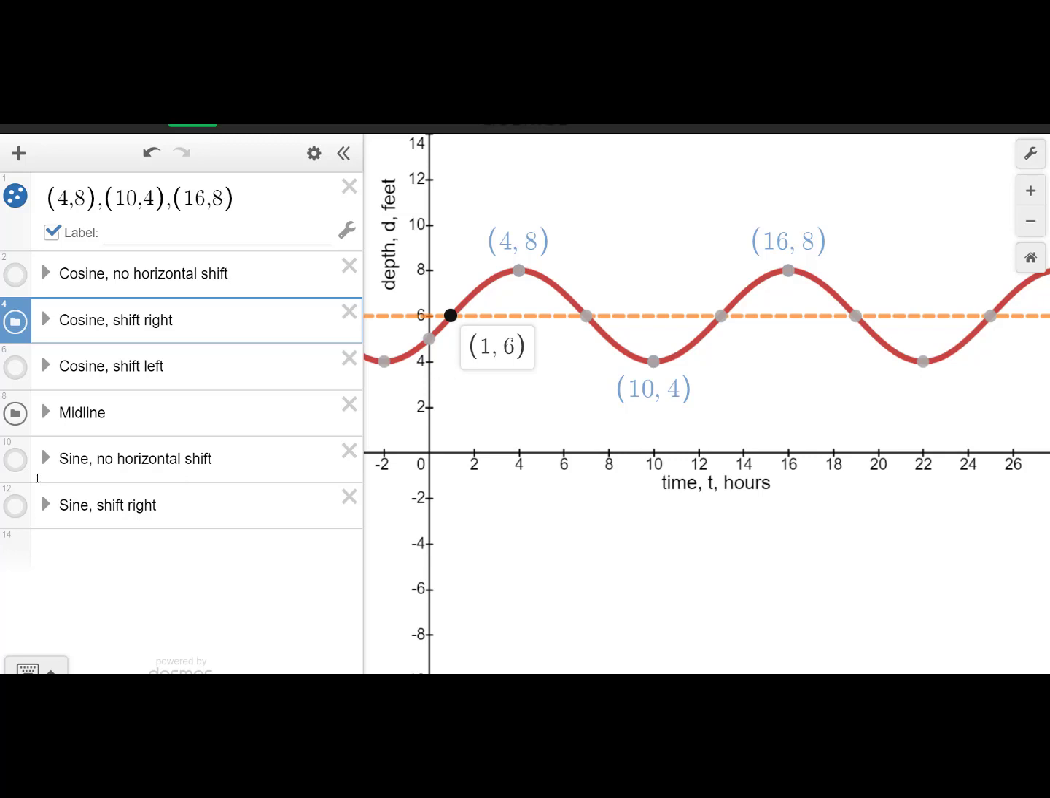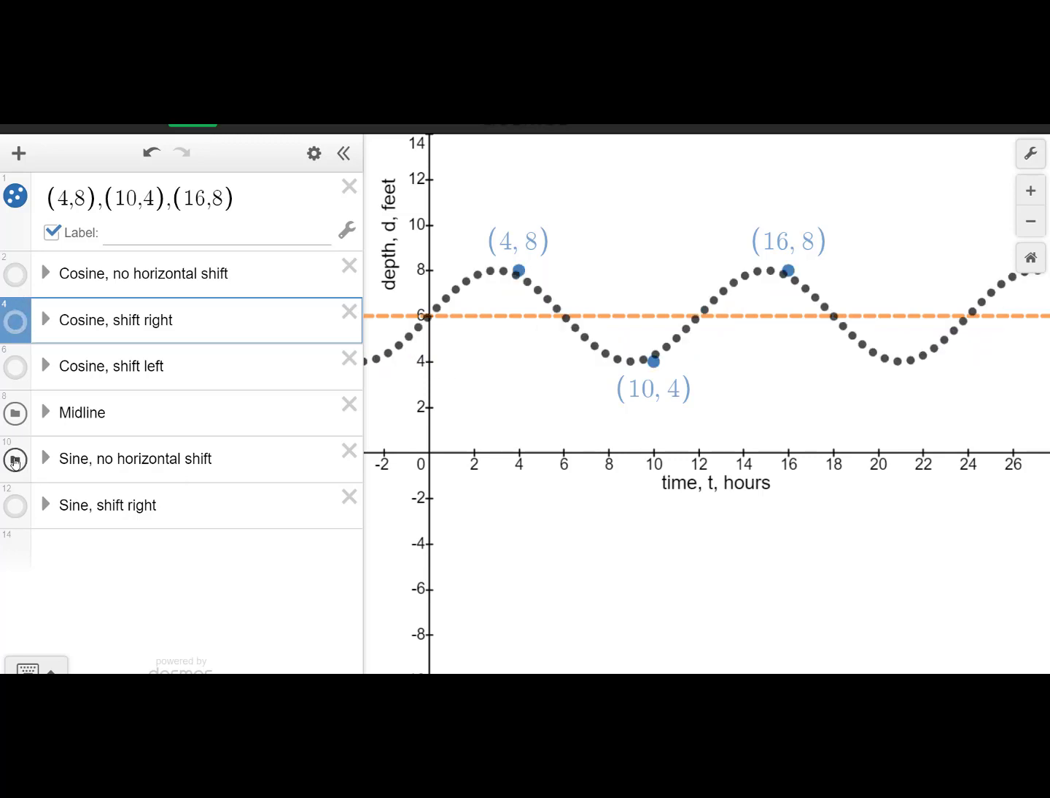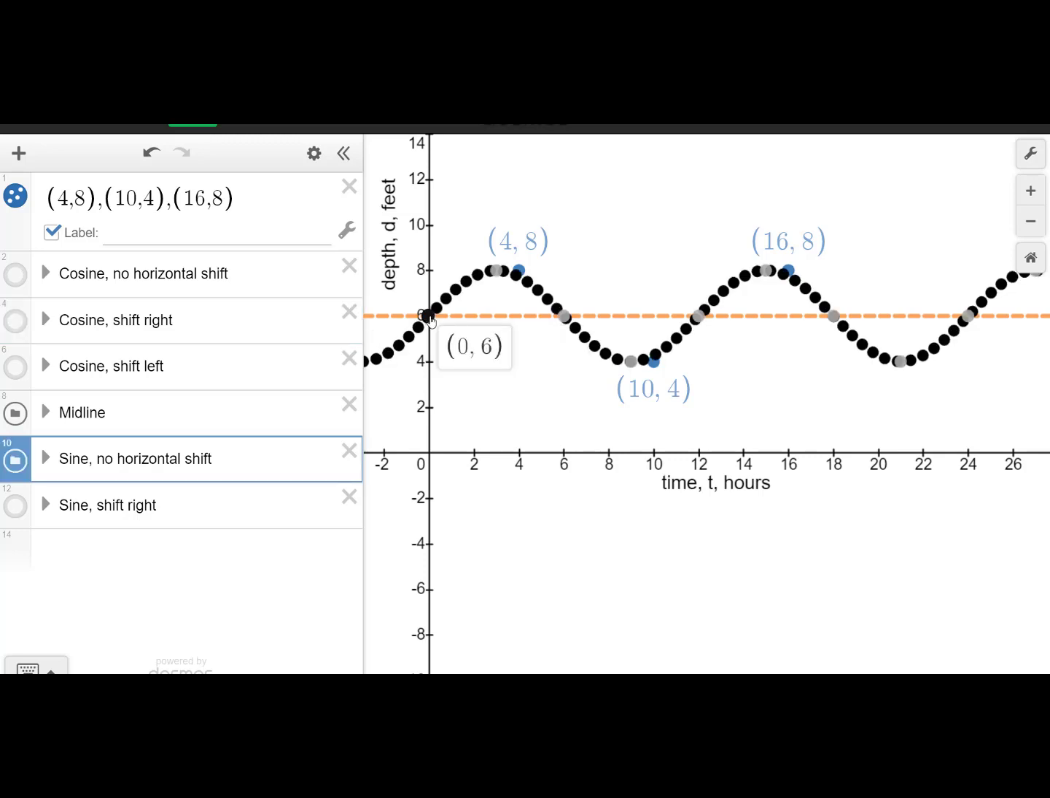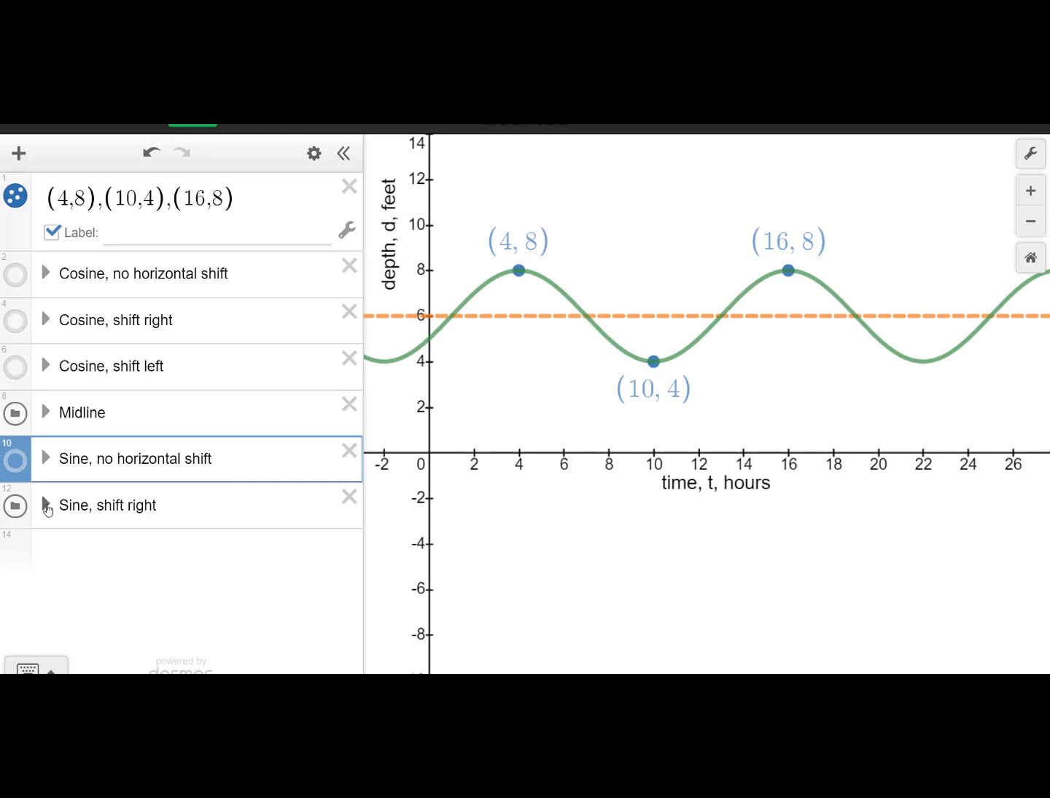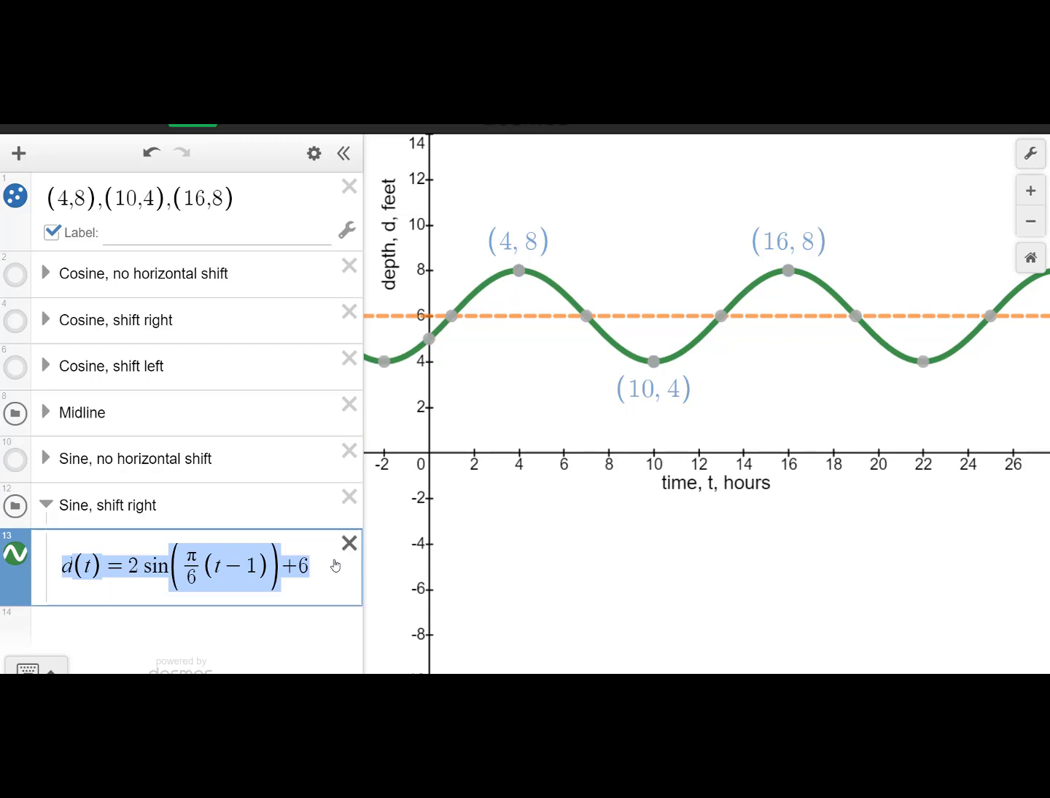We know that without a horizontal shift, the sine function has an anchor point at t equals 0, and that is where the graph intersects the midline and is increasing. As mentioned, we need that anchor point to occur at t equals 1. So we could take this sine function and shift it to the right 1 unit. And then the model would fit the data. So as a sine function, we could think of this as 2 times the sine of pi over 6 times (t minus 1), where that t minus 1 is shifting the sine function to the right 1, plus 6.